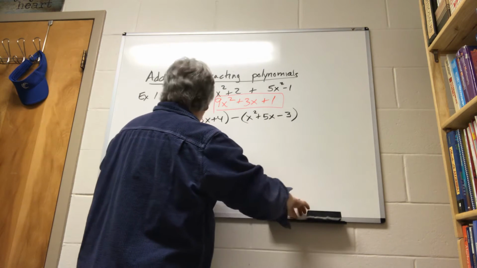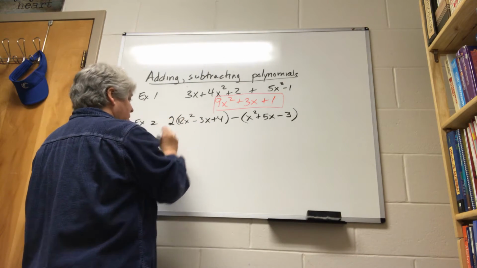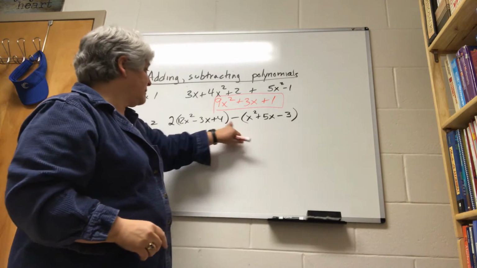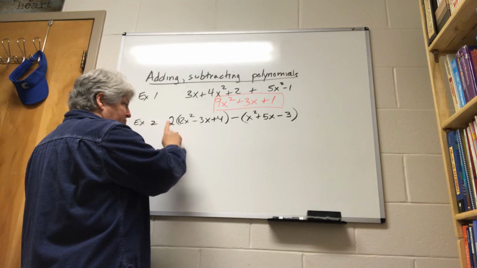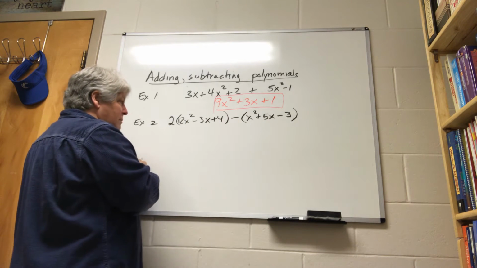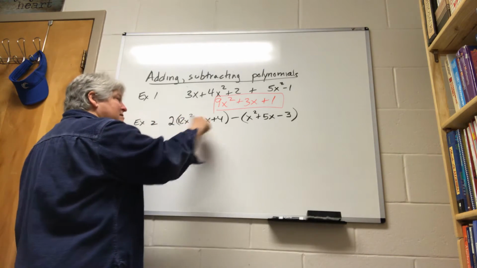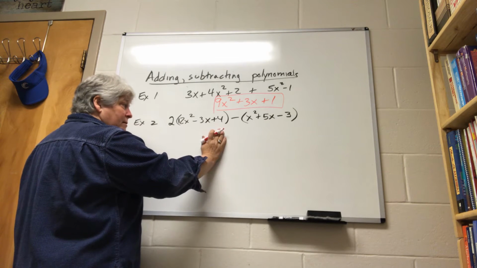I'm going to change this problem a little bit. I'm going to put a 2 here. And again, here's another problem, but now we're subtracting one polynomial from another. Order of operations, I should multiply before I subtract. So the first thing I'm going to do is distribute this 2 through. I can't just erase these parentheses because it means 2 times everything.